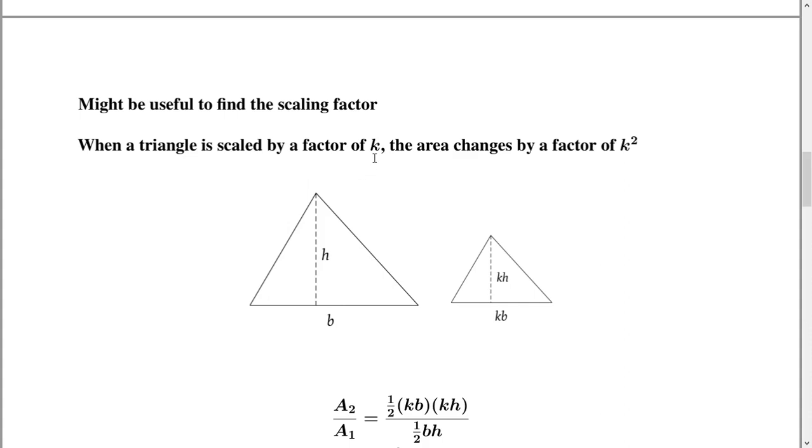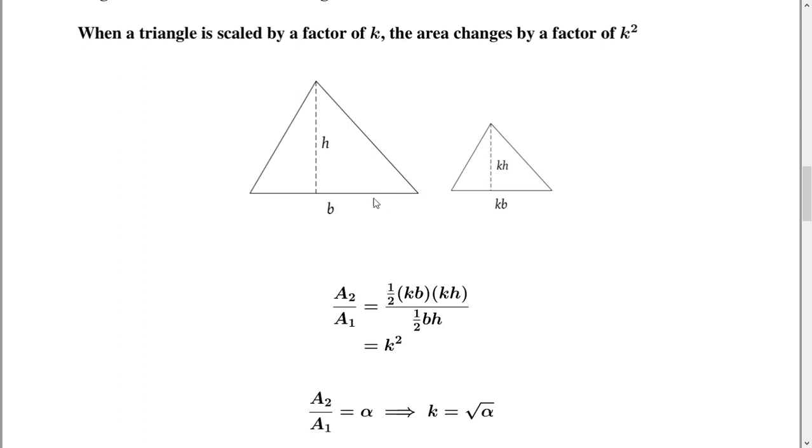because when any shape is scaled by a factor of k, the area of the shape changes by a factor of k square, and if it were a 3D object, its volume would scale by a factor of k cube, which is quite easy to see, right? So if the side is scaled by a factor of k, then this becomes kb and this becomes kh, and so a2 by a1 would be half kb kh divided by half bh, which is k square.